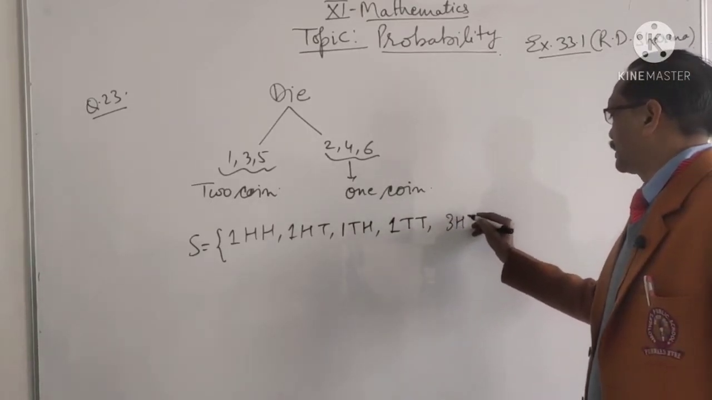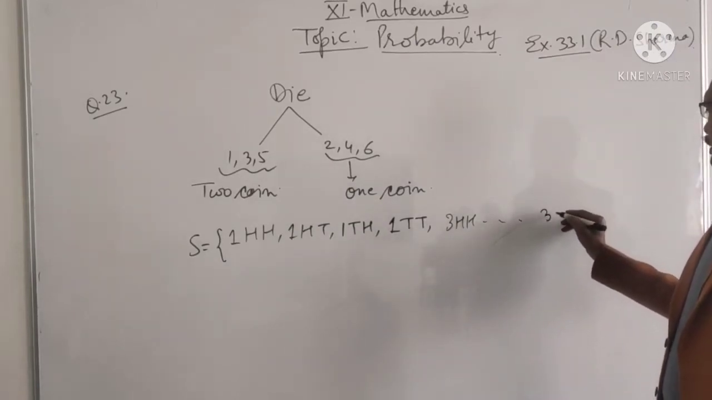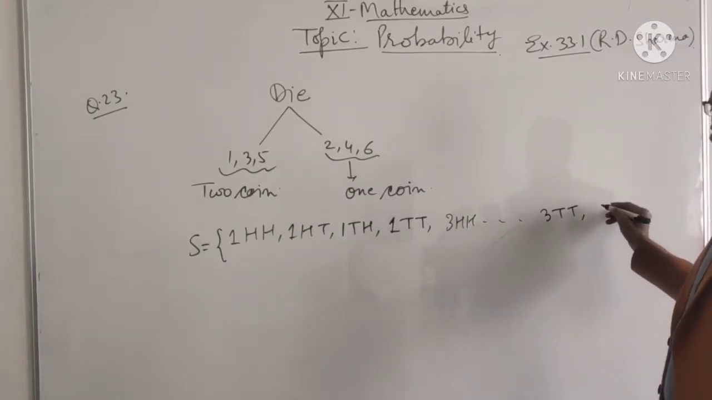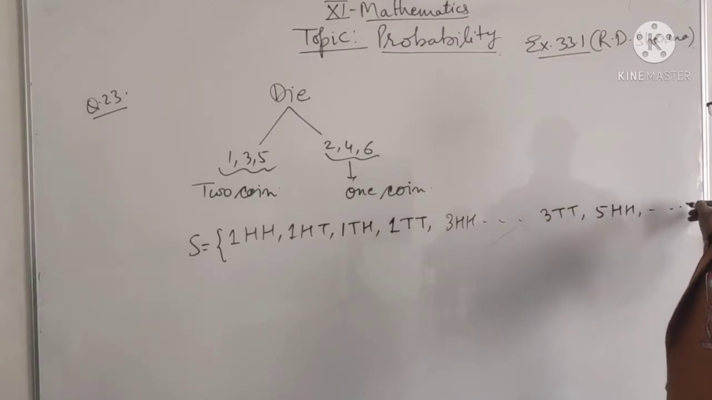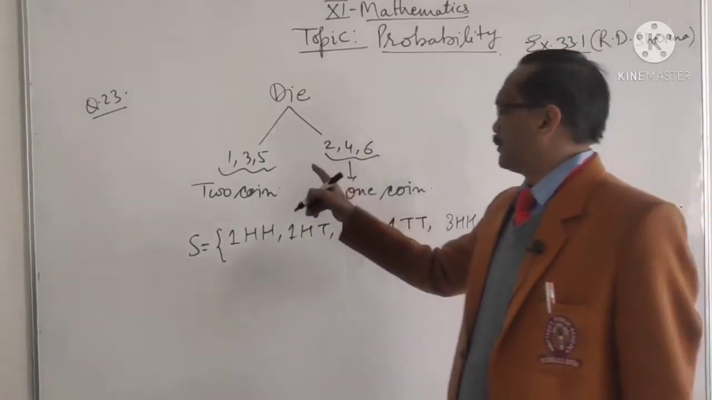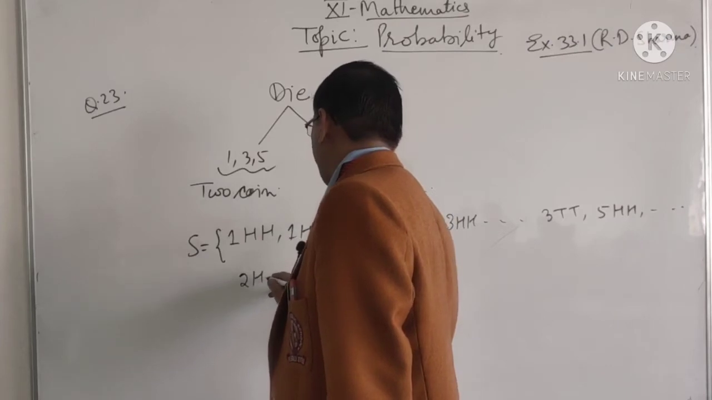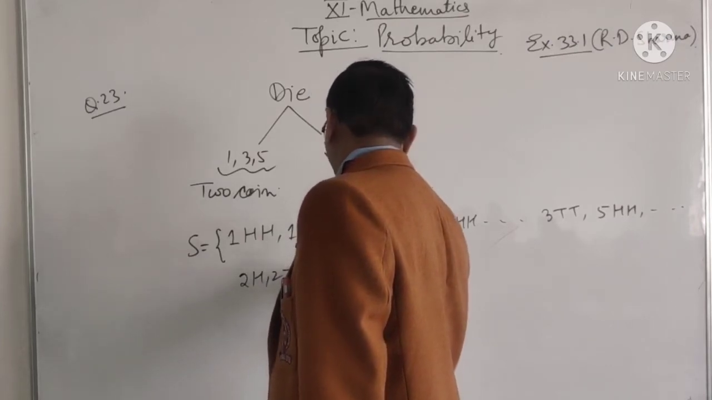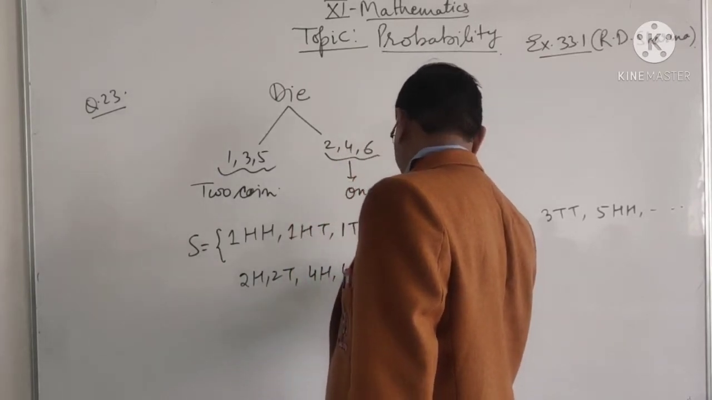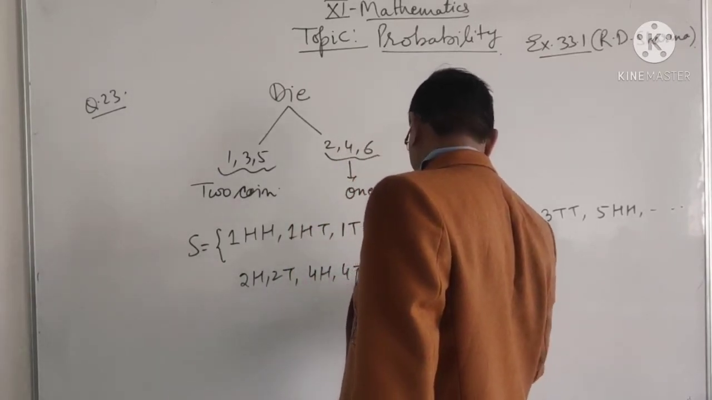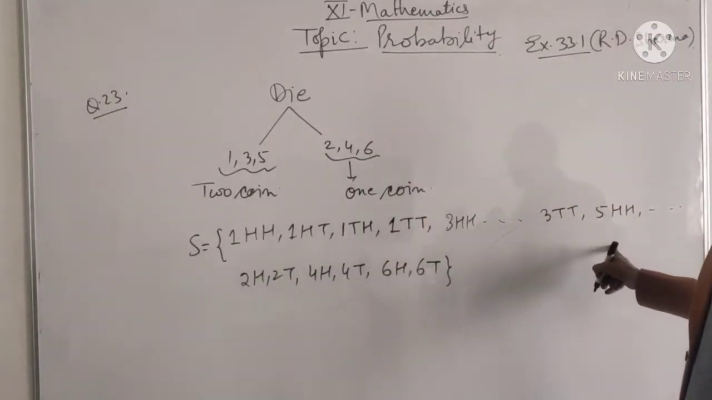3 H, and so on. I hope you can complete it. Then 3 tail. Same for 5: 5 H, 5 T. Then when there is an even number, then 2H, 2T, 4H, 4T, then 6H and 6T. Just count them. It is 4 × 3 is 12.